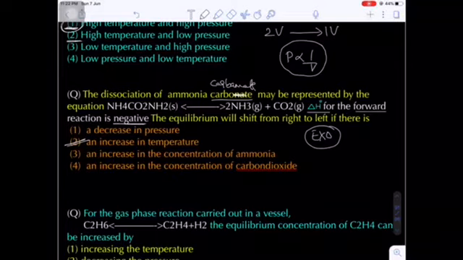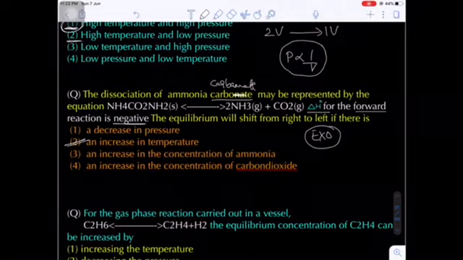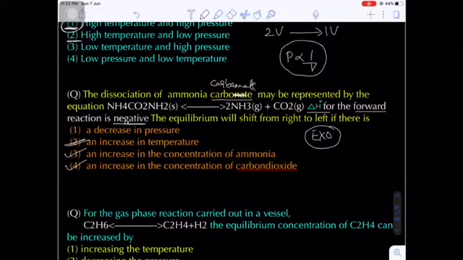Now, increase in the concentration of ammonia. Yes, on the right side, if you increase the concentration of ammonia, the system tends to decrease the concentration of ammonia by moving in the backward direction. Next one, increase in the concentration of carbon dioxide. Also, if you increase the concentration of CO2, to compensate for the increase in the concentration of CO2, the system has to move in the backward direction. This is a multiple choice question.